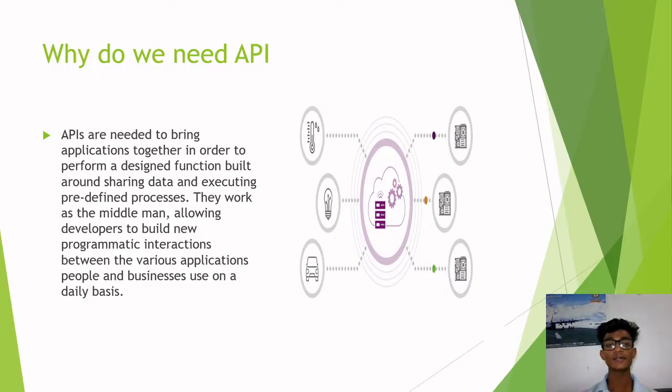Now let's understand why do we need API. APIs are needed to bring applications together in order to perform a designated function built around sharing data and executing predefined processes. They work as a middleman, allowing developers to build new programmatic interaction between various applications, people and businesses on a daily basis.